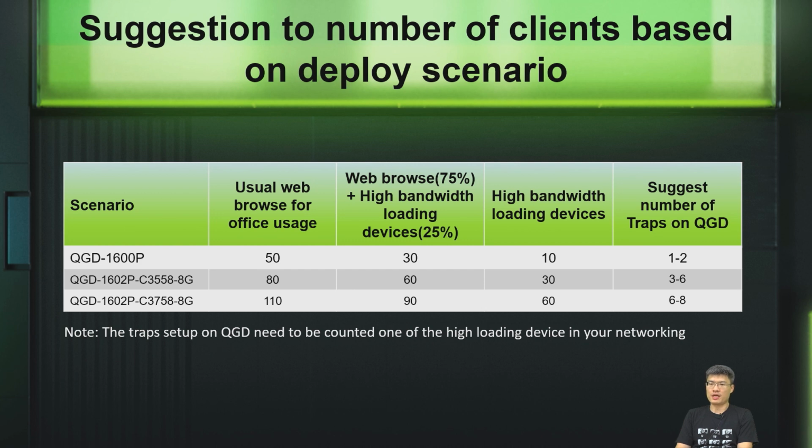In this case, 70% of the edge devices are doing usual web browsing, but 25% need to have a higher network loading. So in this scenario, the suggestion for the edge devices becomes like this one.